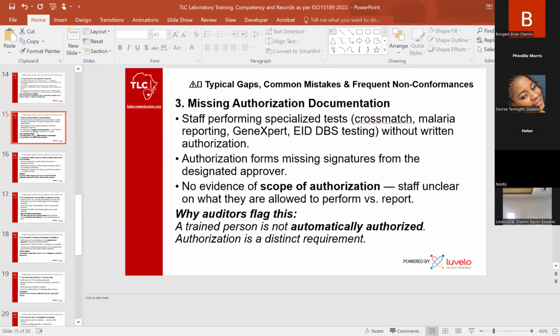A trained person is not automatically authorized. Authorization is a distinct requirement. Authorization comes after competency.